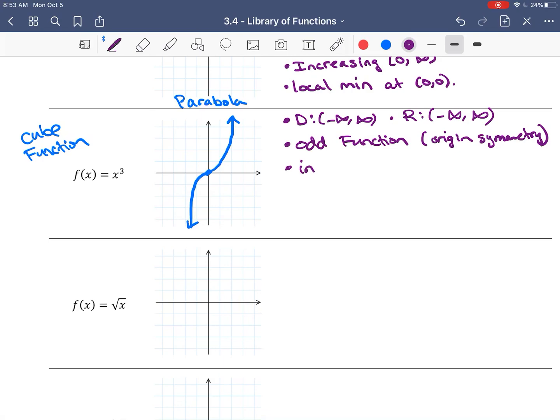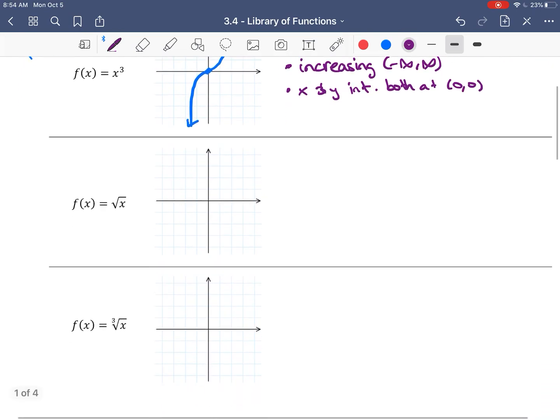It's always increasing, so negative infinity to infinity. And I put the intercepts on here. So x and y intercepts, both at the point 0, 0. There's no local max, local min. So that's what that one looks like.